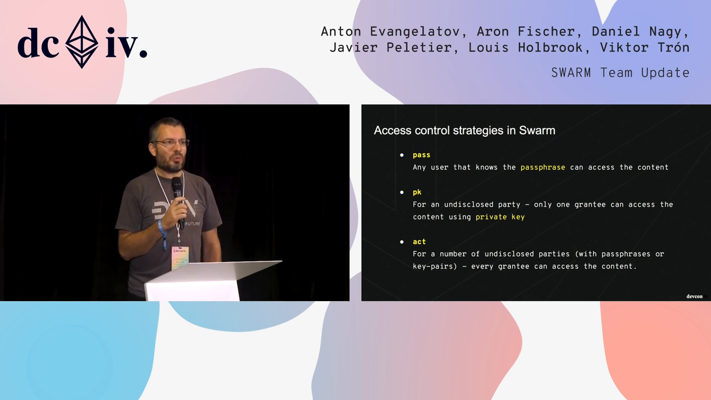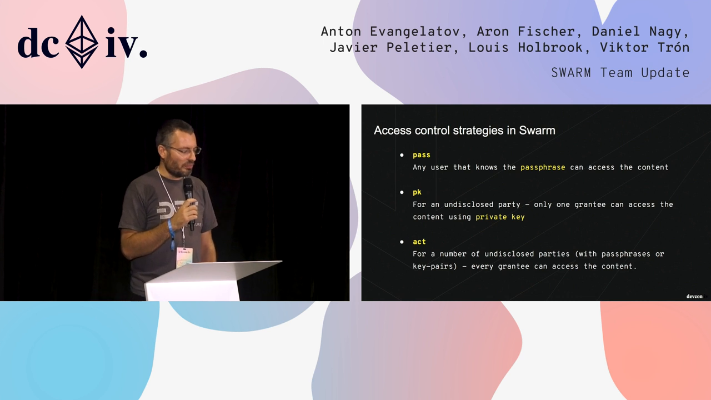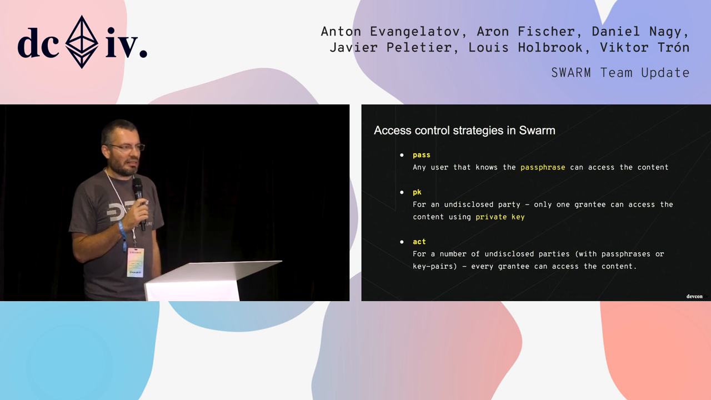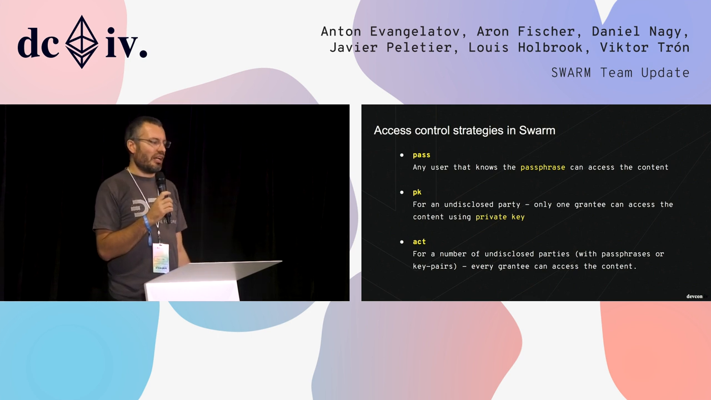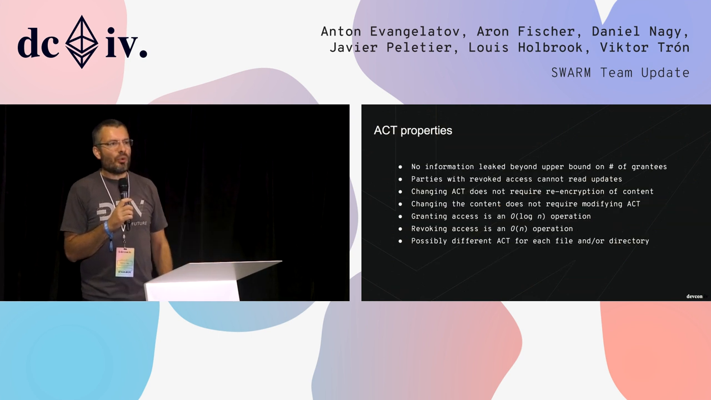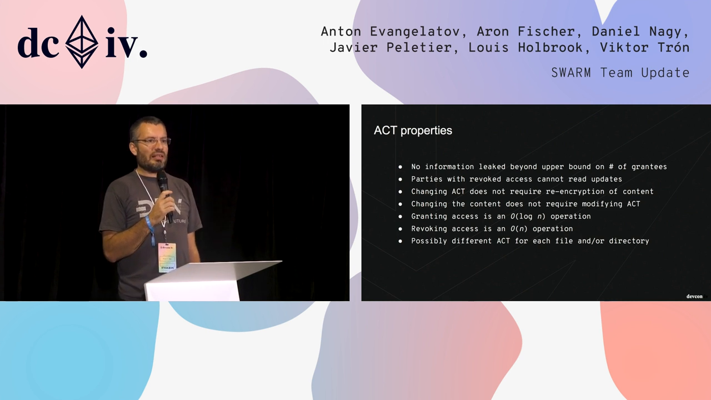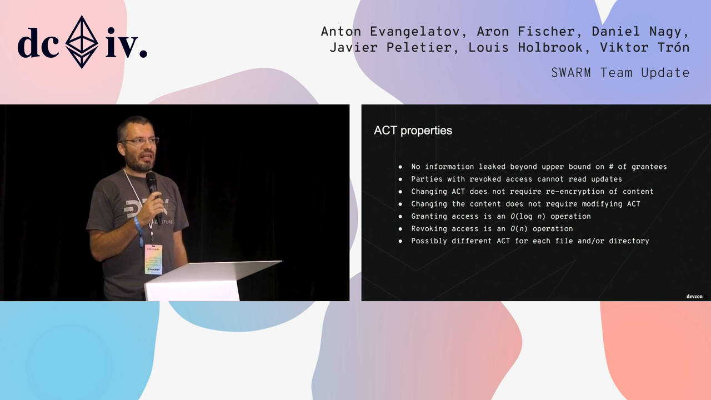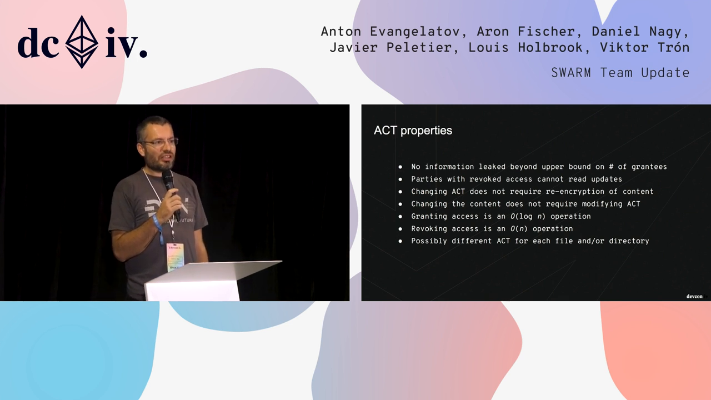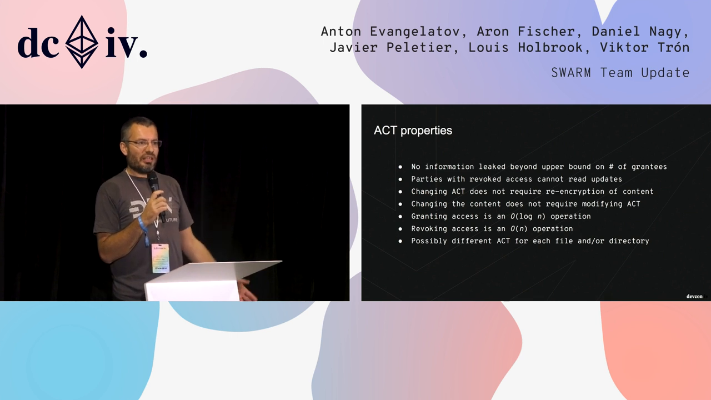And the most sophisticated and most finely grained access control mechanism that we have implemented in Swarm is the access control trie, or ACT for short. This is basically an efficient organization of access control lists. And in these lists, you can have users of both kinds, both passphrases and public keys, in such a way that there's no information disclosed beyond an upper bound on the size of the ACL. So anybody who can access the access control trie can have an upper bound on how many items are there. But beyond that, they have no clue how many users can actually access it and who those are, even if you're one of them. You can only check whether or not you're one of them, but you cannot peek into other people's permissions.